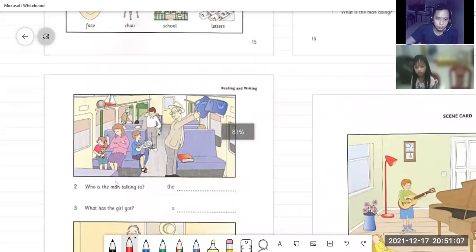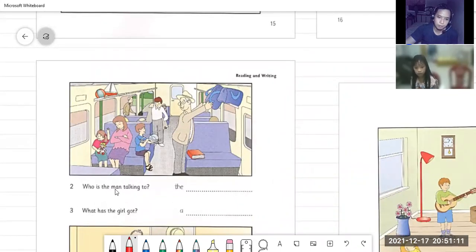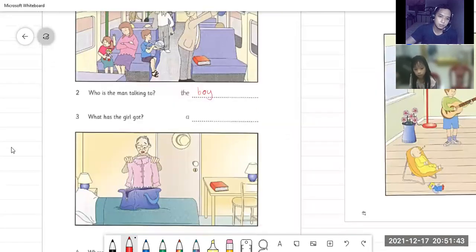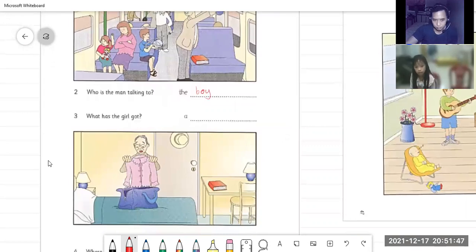Number two. Who is the man talking to? Okay. The boy. The boy. Okay, number three. Can you read number three? What has the girl got?